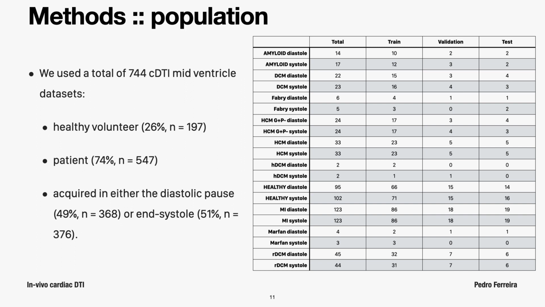We used a total of 744 cDTI datasets containing a mixture of healthy volunteer and patient scans acquired in either the diastolic pause or end systole. The data distribution per cohort and cardiac phase is shown on the right.